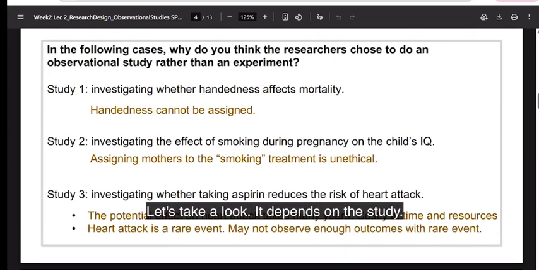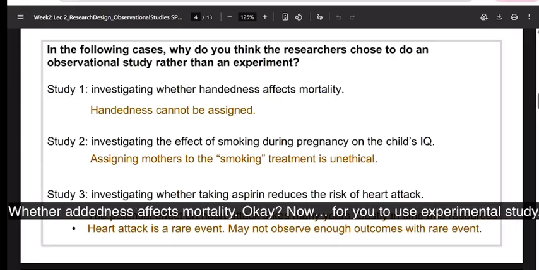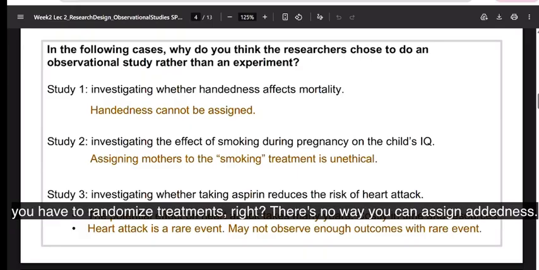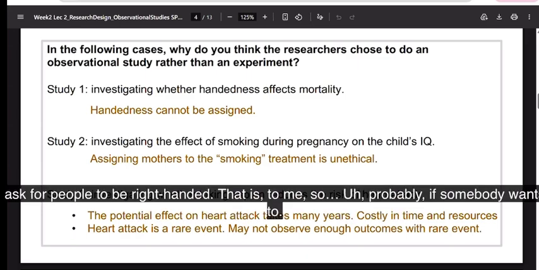It depends on the study. Take a look at it. If you take a look at that study, you actually want to investigate whether handedness affects mortality. Now for you to use experimental study, you have to randomize treatments, right? There's no way you can assign handedness. You can't ask some people to be left-handed and some people to be right-handed.